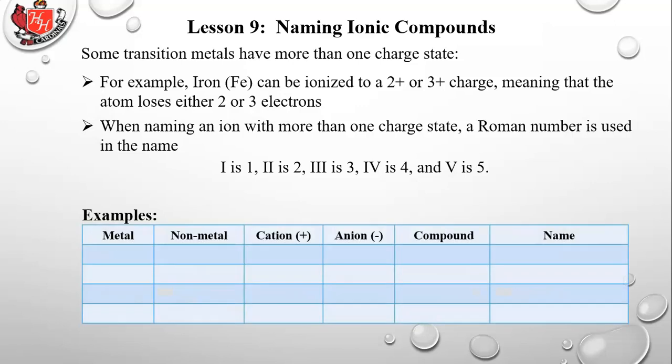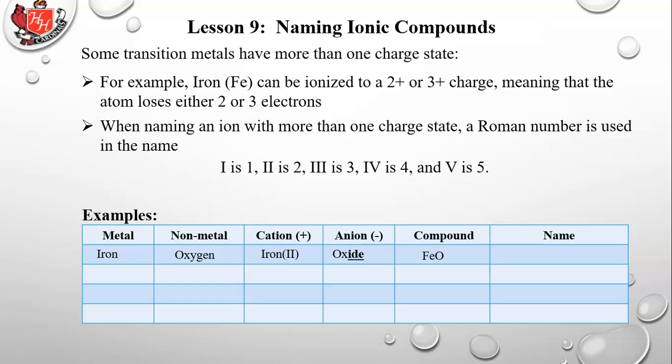So examples. A metal of iron. Now we have to determine which charge it's going to be. Is it going to be a 2+ or a 3+? And the nonmetal is oxygen. So we're going to say it's iron II. It's a 2+ charge. It lost 2 electrons. The anion would be oxide. So the compound would be FeO. So when you write it as a compound, like in a chemical formula, you would just simply write FeO because it's a 2+ and oxygen is a 2-, so they match up perfectly.